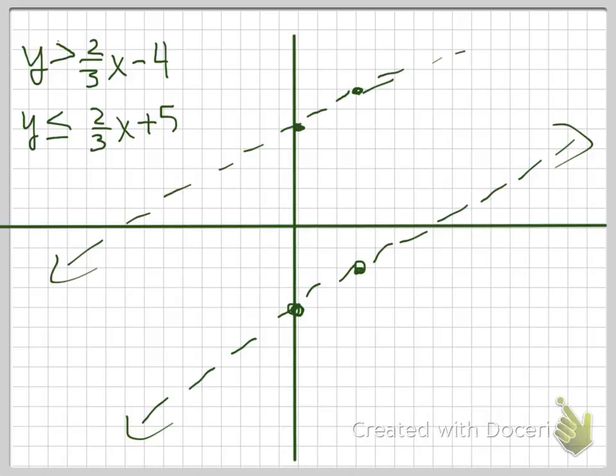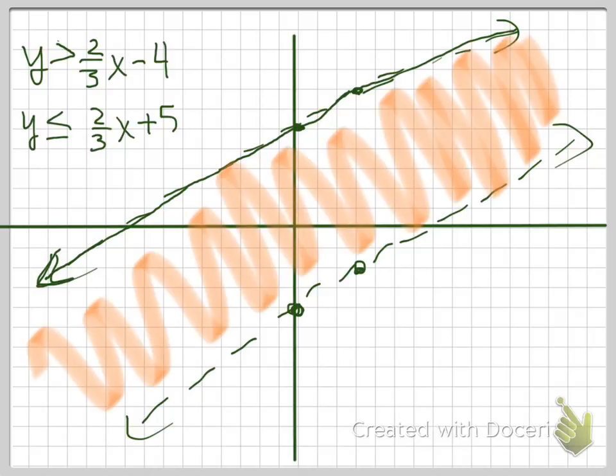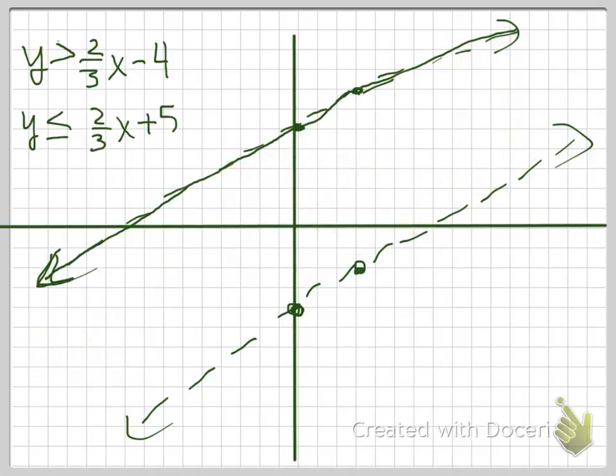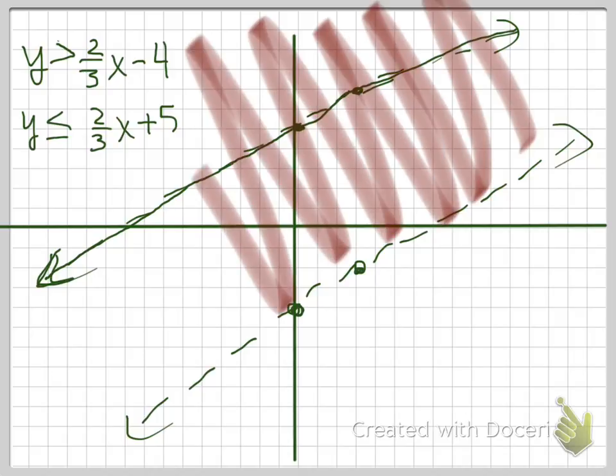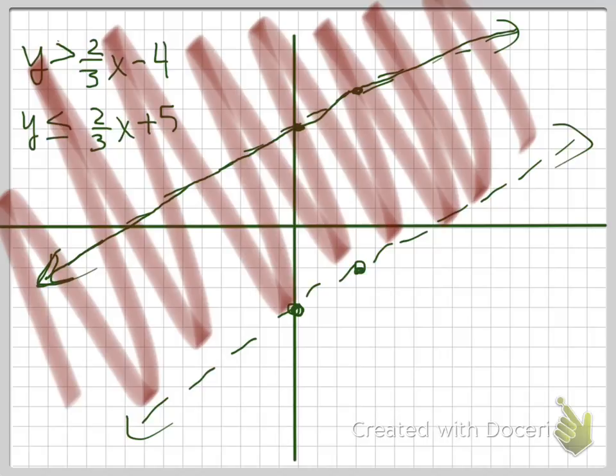Make my lines. Now, how do I shade? That one's supposed to be a solid line, by the way, the top one. Well, the bottom one needs to shade above, so I need to shade above. And the top one should be shade below. Let me redo this. So this one right here, the bottom one is shade above. The top one shades below.